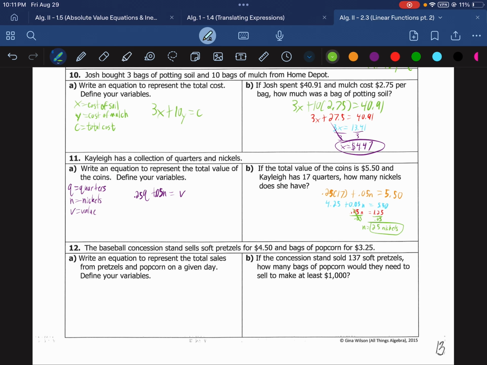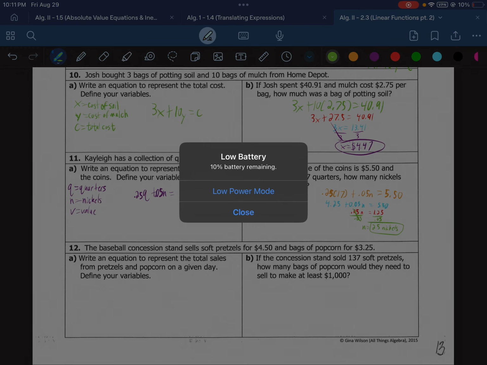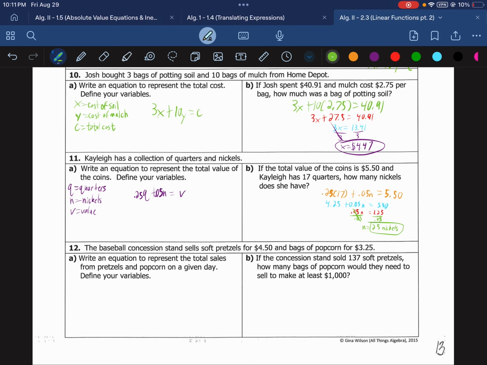Number 12, the baseball concession stand sells soft pretzels for $4.50 and bags of popcorn for $3.25. Write an equation to represent the total sales from pretzels and popcorn on a given day and define your variables. This will be very similar to problem number 10, except instead of potting soil and mulch, it's soft pretzels and popcorn.